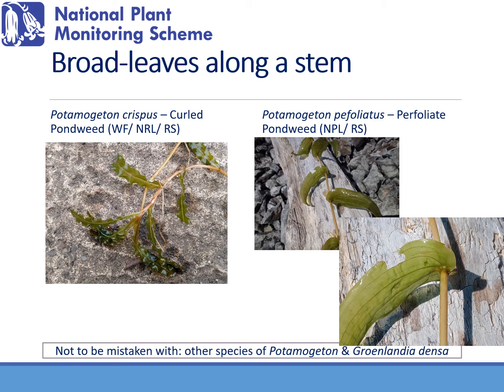When this plant is young, you might find minute teeth around the leaf, but it's very, very different, as you can see, from Potamogeton crispus. Crispus doesn't have this perfoliate base to the leaf.